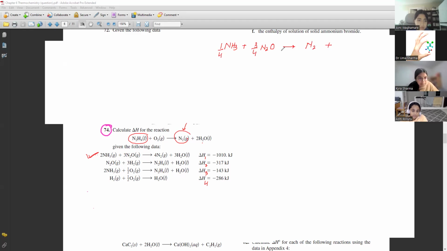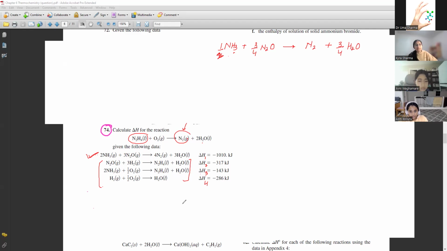The rest of the reactants and products are part of multiple equations, so I'll start focusing on this now. 3/4 H2O. Now check ammonia. Is ammonia present in any more reactions? Yes, it is. So what are you going to do with equation 3? Avni, wait, I think it's wrong. Isn't it supposed to be 2/4 for ammonia? Yes, 1/2. Okay, yes, thank you very much, Avni.